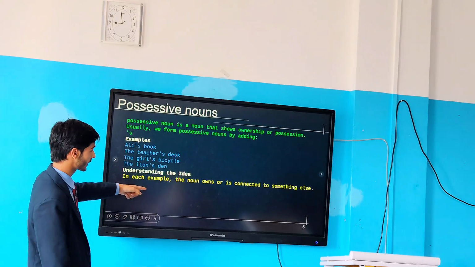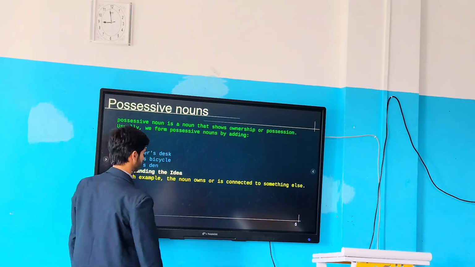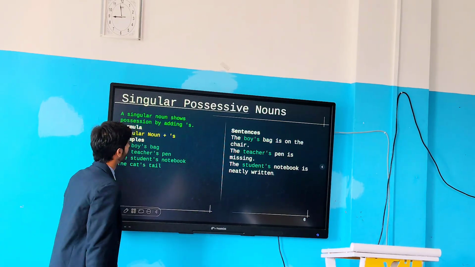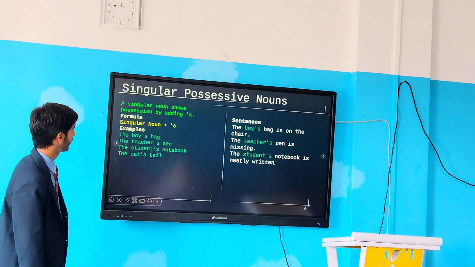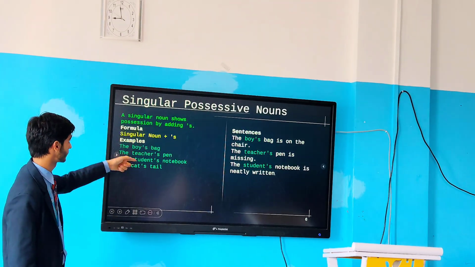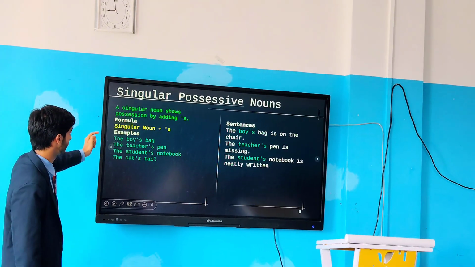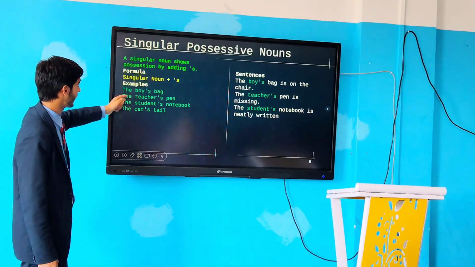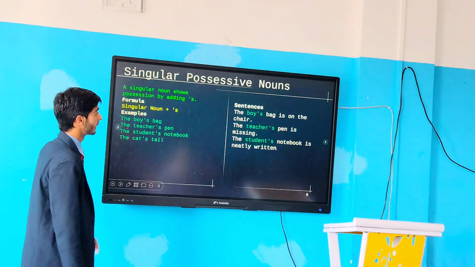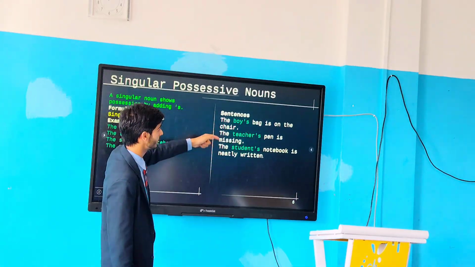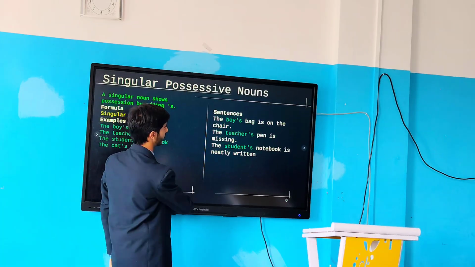Understanding the idea, in each example, the noun owns something and is connected to something else. After that, the singular possessive noun. A singular noun shows possession by adding apostrophe s. The formula is singular noun plus apostrophe s. Examples: the boy's bag, the teacher's pen, the student's notebook, and the cat's tail. The sentences include: the boy's bag is on the table, the teacher's pen is missing, etc.